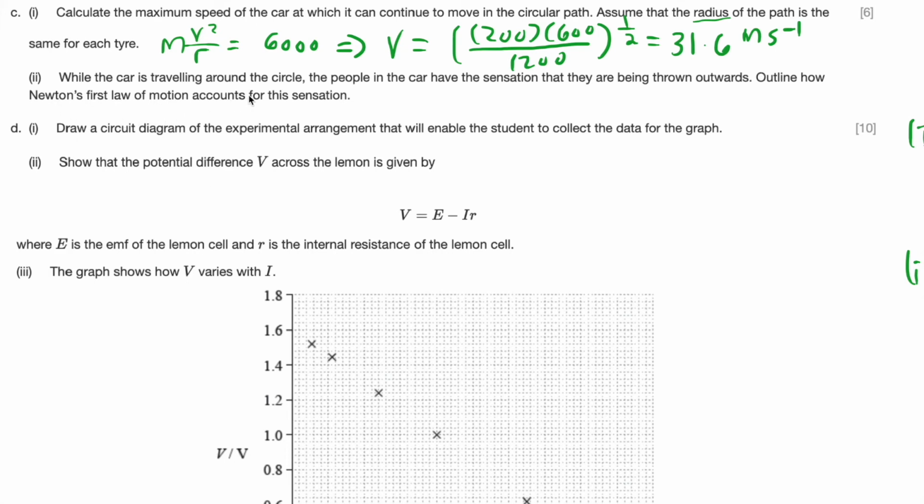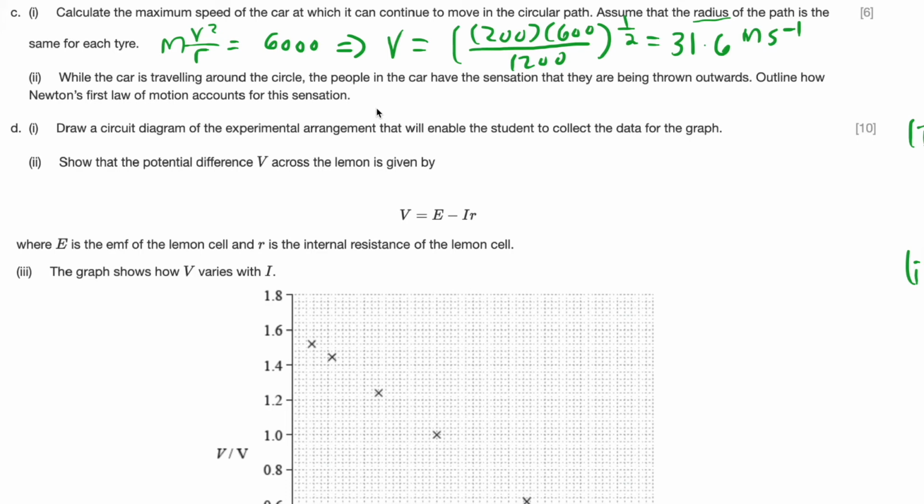While the car is traveling around the circle, the people in the car have the sensation that they are being thrown outward. Outline how Newton's first law accounts for this sensation. So you need to state Newton's first law first. Newton's first law states that an object tends to continue its motion when there is no external force on this object.